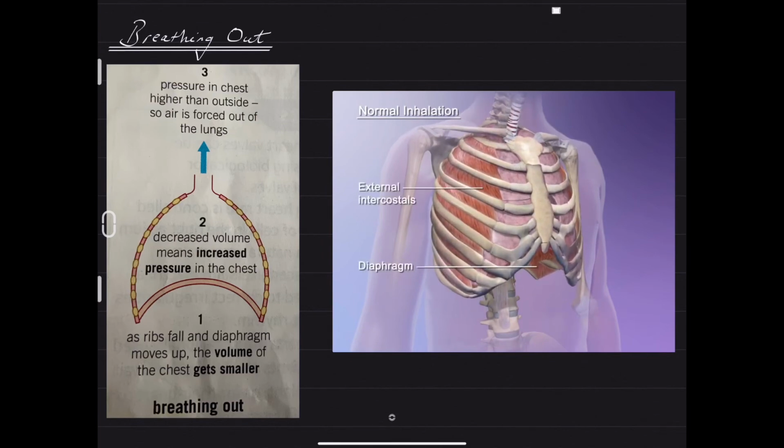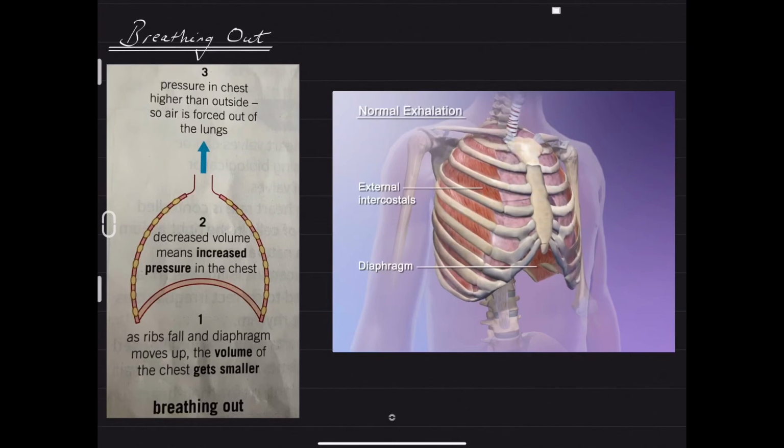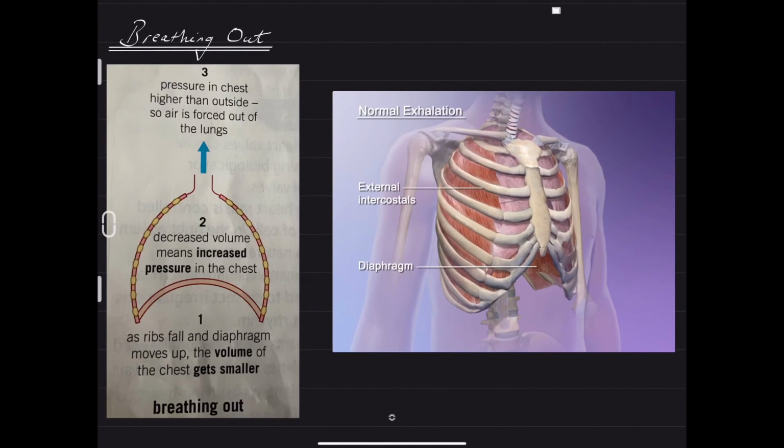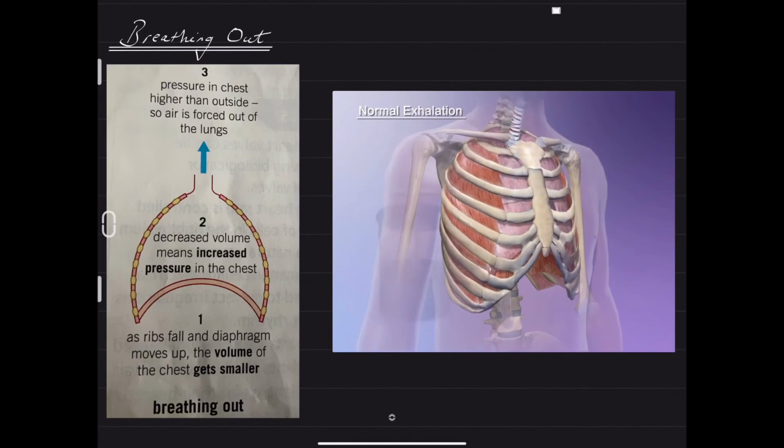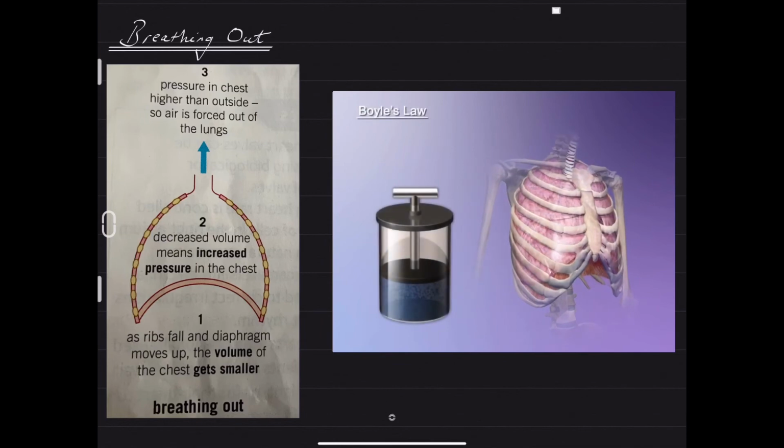So can you just again make, just as you did for breathing in, can you leave a few lines gap, and can you quickly just roughly sketch how the chest cavity appears, and make sure you identify the steps and the keywords clearly for breathing out.